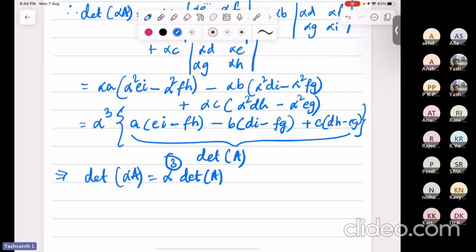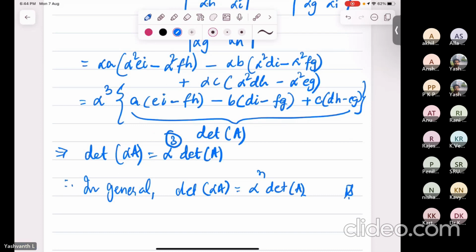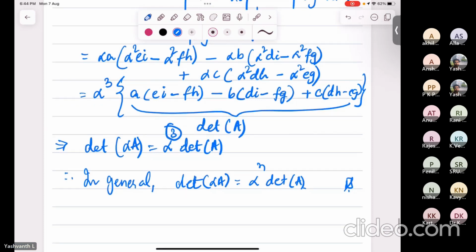But our n was equal to 3. Right? That's why 3 came. Therefore, in general, det of αA equals α to the power n into det of A. Okay, fine. Any doubts? If you have any doubts, please let me know.